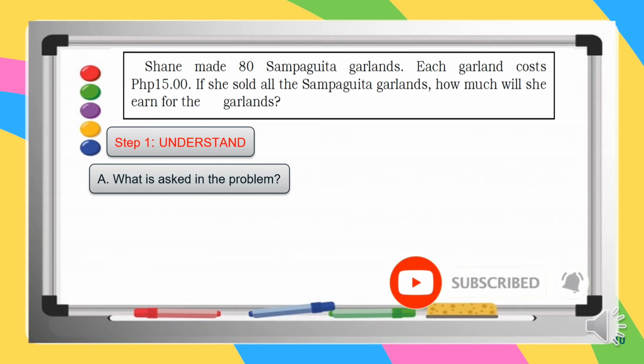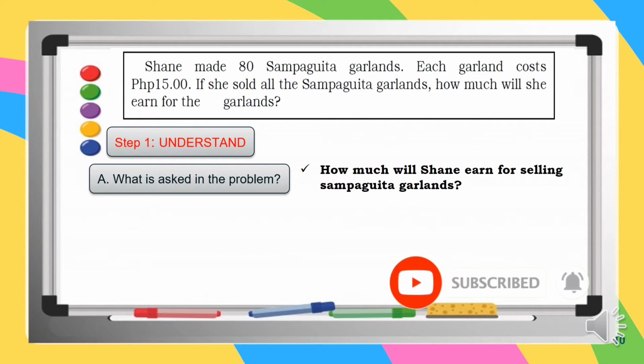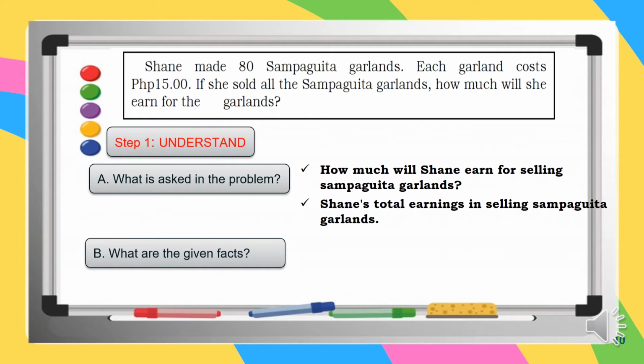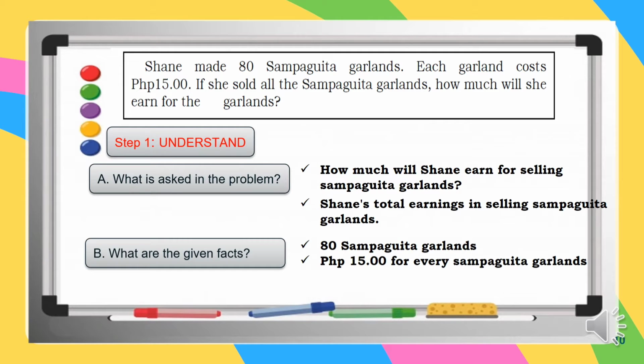Step 1 is to understand. What is asked in the problem? Correct. How much will Shane earn for selling sampaguita garlands? Or you can also answer: Shane's total earnings in selling sampaguita garlands. Next question is, what are the given facts? The given facts are 80 sampaguita garlands and 15 pesos for every sampaguita garland.